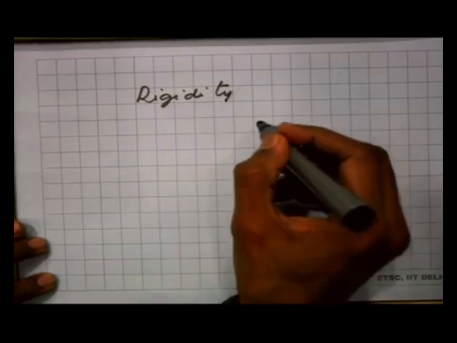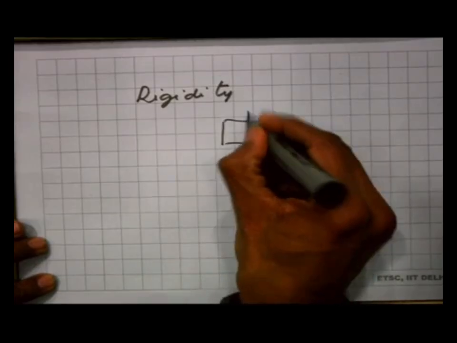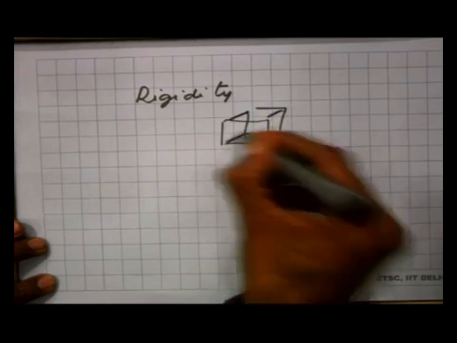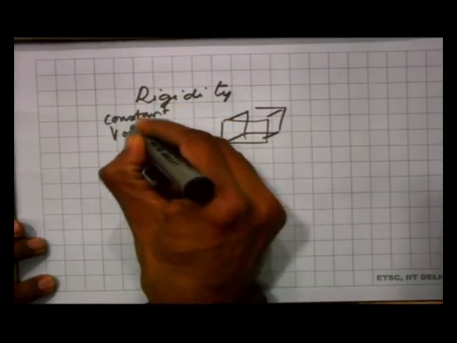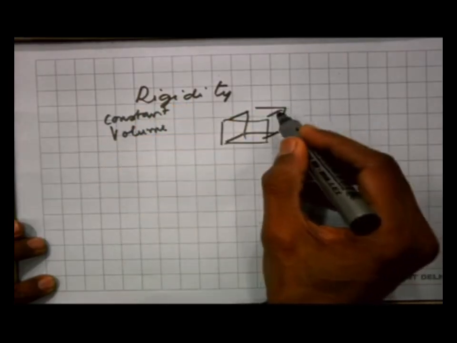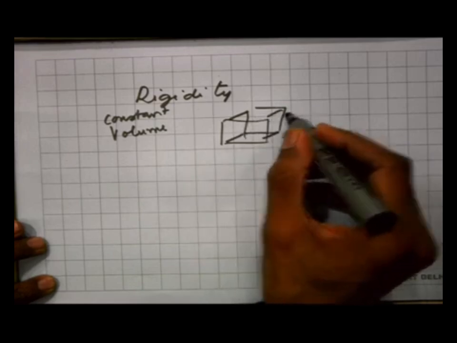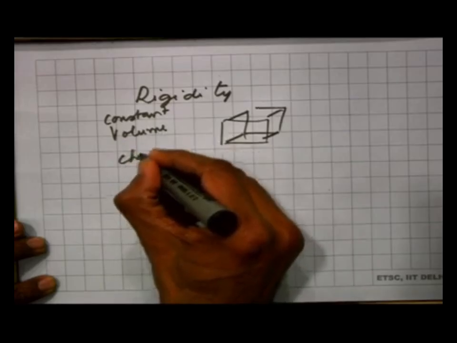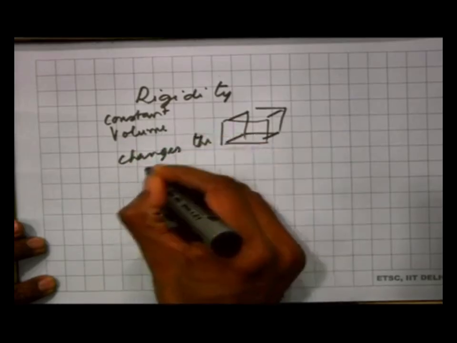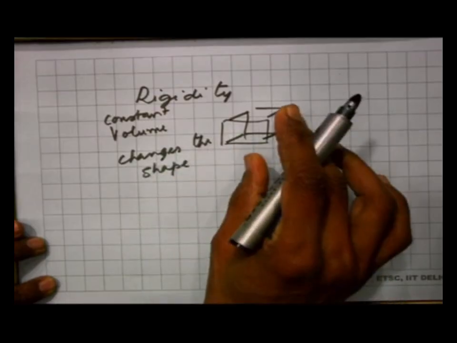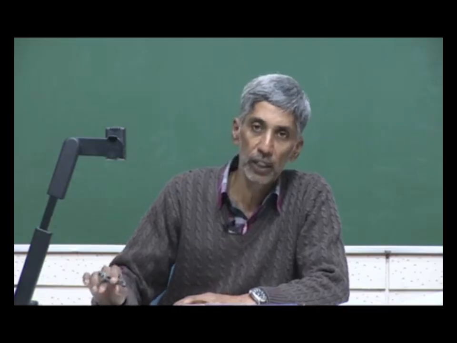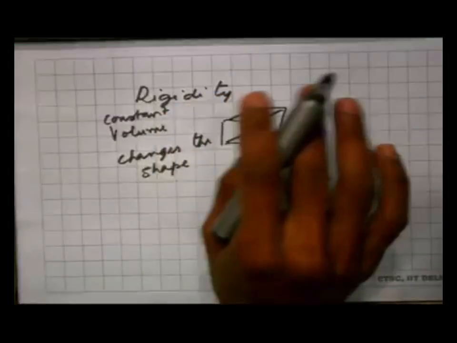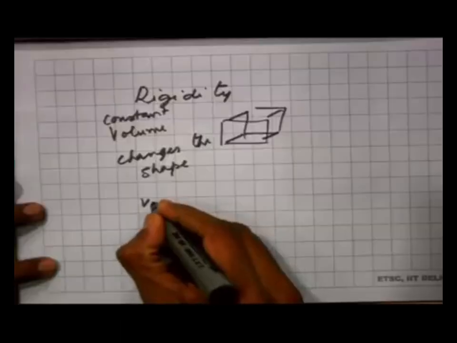The other property on which this characterization goes is rigidity. This is similar to compressibility, except that here, at constant volume, if you apply some kind of pressure which changes the shape of the body, then this is called rigidity. So, how easy or difficult it is for us to change the shape of the body keeping the volume constant is what constitutes rigidity.